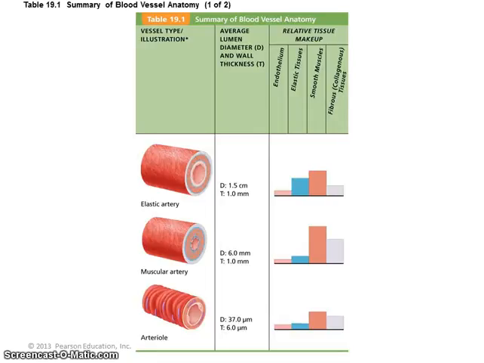So here's a summary of the different arteries, and you can see the elastic arteries, muscular, and arterioles. And notice the difference in the scales of the sizes. 1.5 centimeters versus 6 millimeters versus 37 micrometers. Very small.